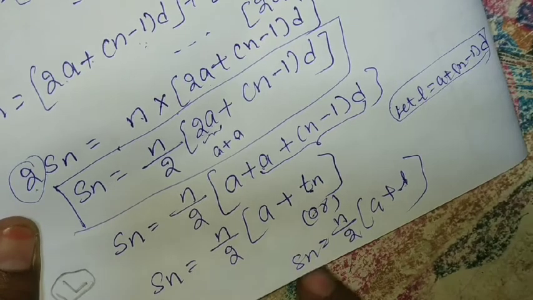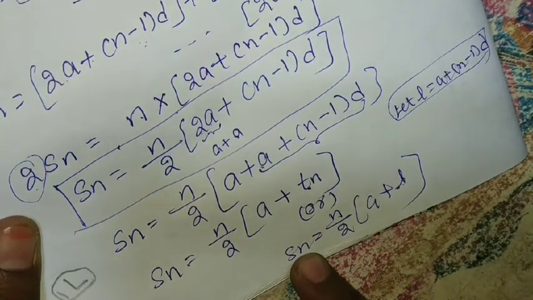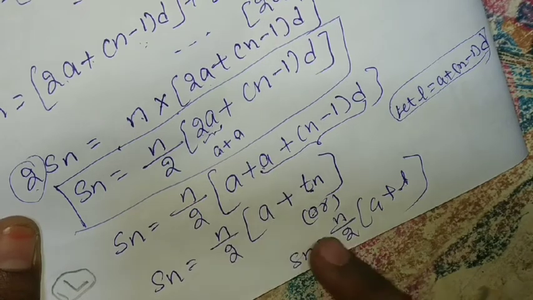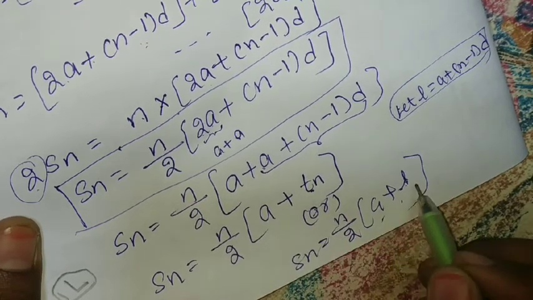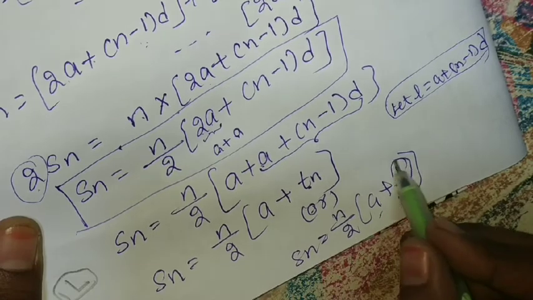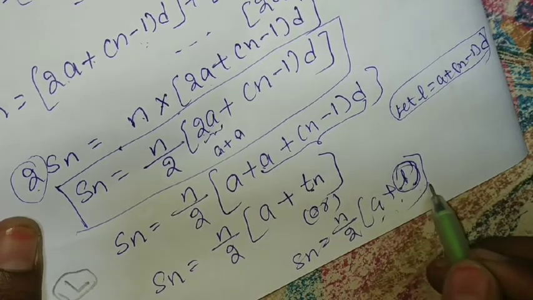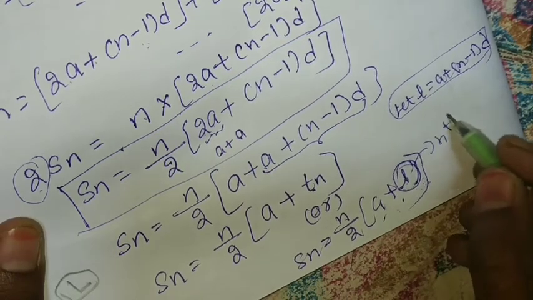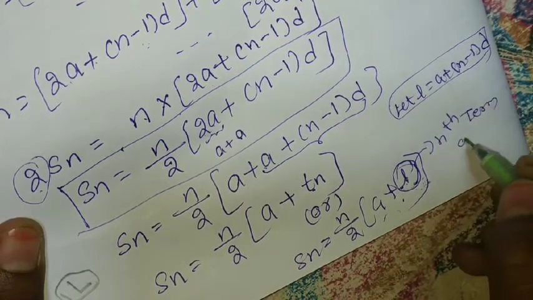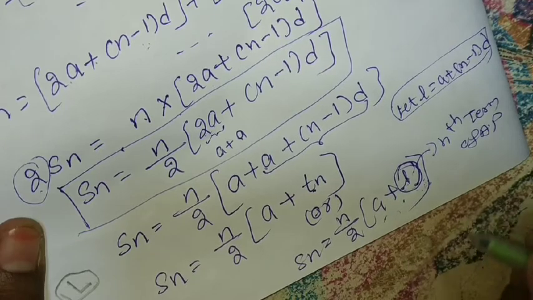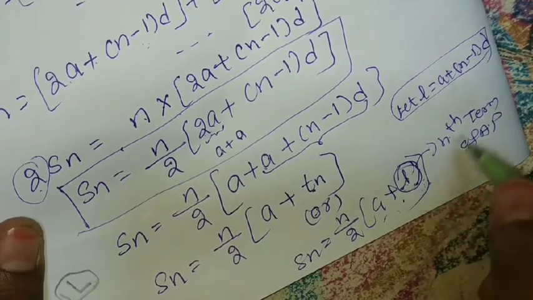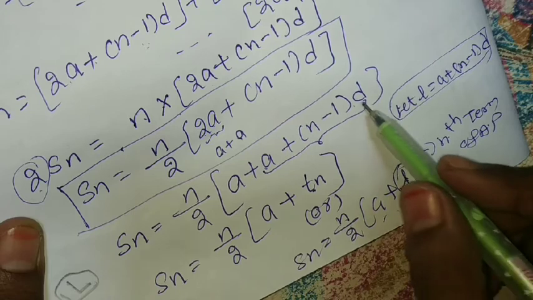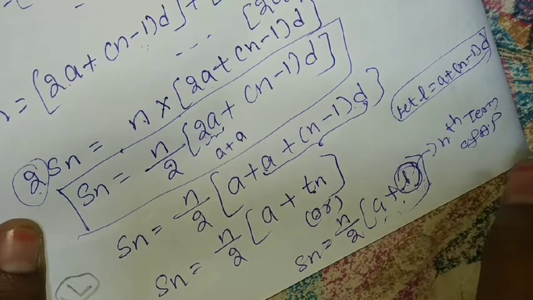So what is Sn here? Sn, that is the sum of n terms of an arithmetic progression, is equal to n by 2 into a plus l. And what is l here? l is the nth term of the arithmetic progression. What is the formula of l here? a plus n minus 1 into d. Are you getting? Understand?